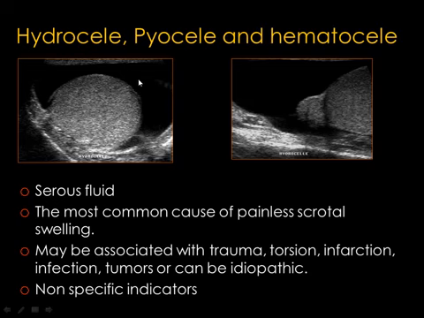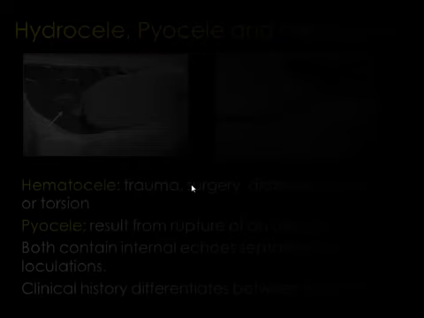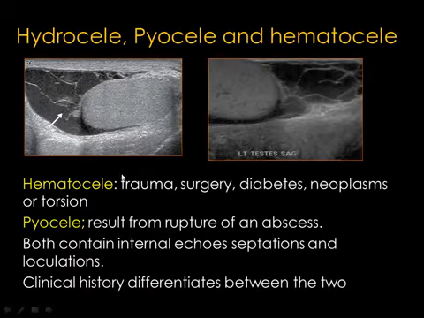Sonographically, hydrocele is an anechoic fluid collection surrounding the testis, except posteriorly where the tunica vaginalis is absent. Hematocele and pyocele are less common than hydrocele. Hematoceles can be caused by trauma, surgery, diabetes, neoplasm, or torsion. The pyocele results from rupture of an abscess into an existing hydrocele or directly into the space between layers of tunica vaginalis. Both hematoceles and pyoceles contain internal echoes and are associated with internal fluctuations and loculations. The clinical history usually allows differentiation between the two.